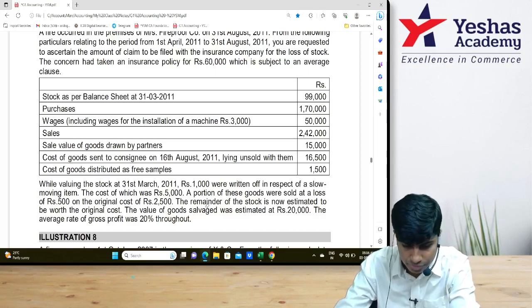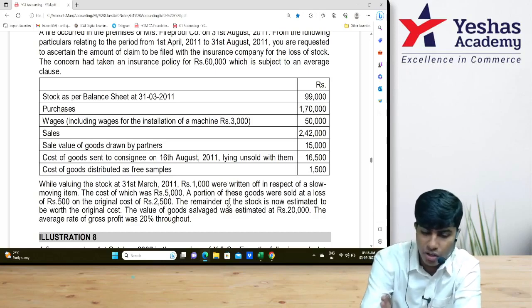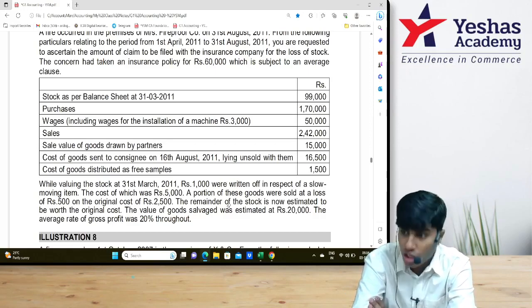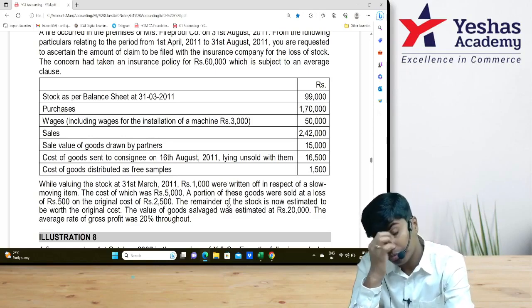Then underline that the remainder of the stock is now estimated to be worth original cost. We know it. Or even if it is not worth original cost, our treatment will be the same. Even if not valued at cost, the treatment is the same.